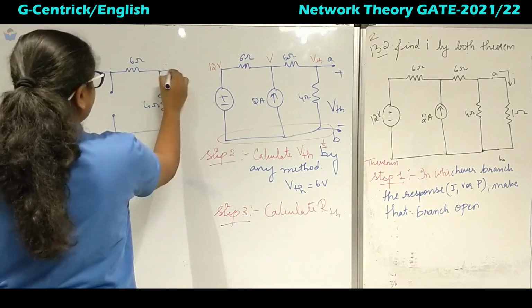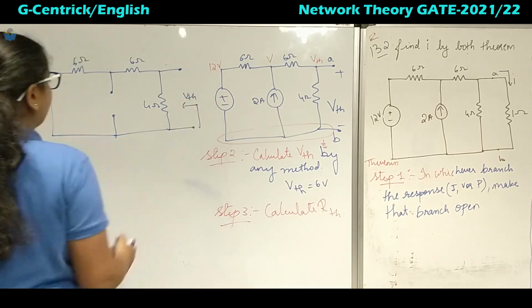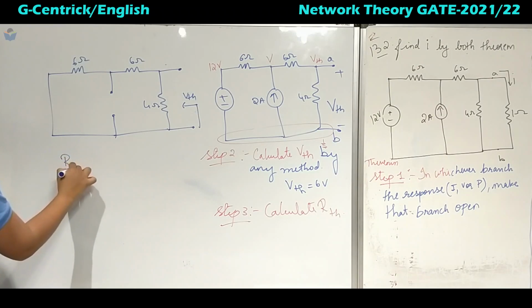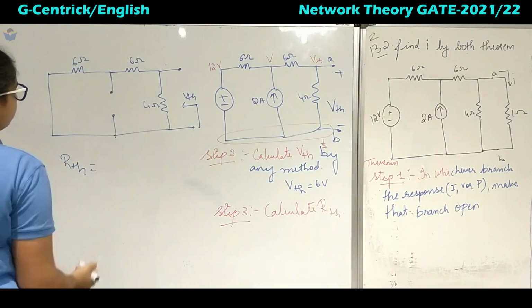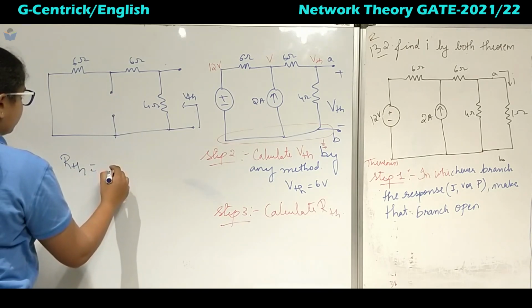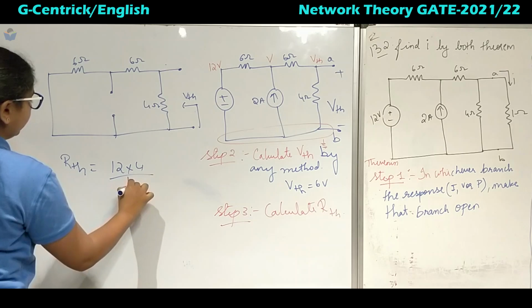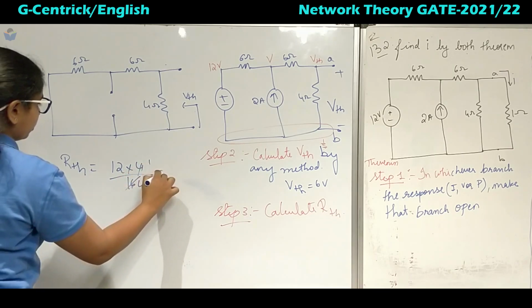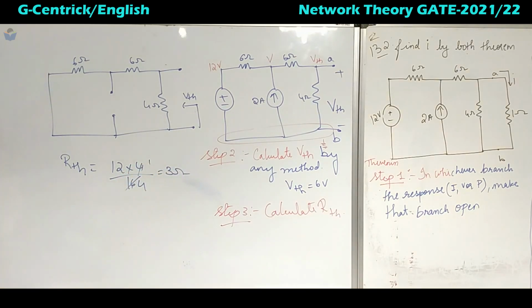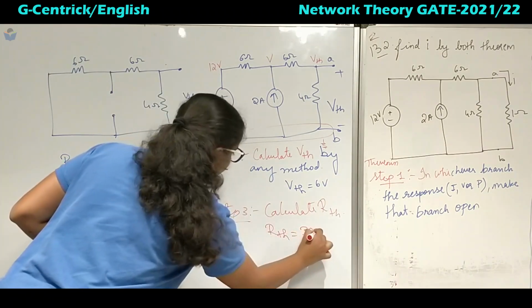So this is VTH and I have to calculate R Thevenin. These both are in series, that is 6 plus 6 is 12, and this is in parallel, 12 into 4 by 16. So it is 3 ohms. Now step 3 is completed, so we have got R Thevenin also, that is 3 ohms.